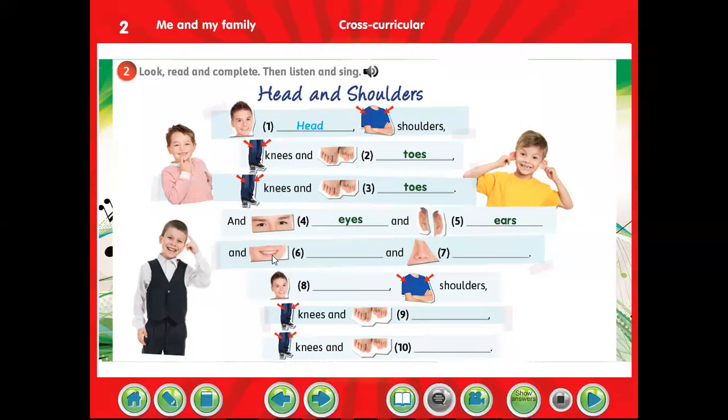Another student, please, who wants to complete number 6? And eyes and ears and... Valentino, what is this? Mouth. Very good. Okay, mouth. Valentina Lopez, can you tell me the number 7?